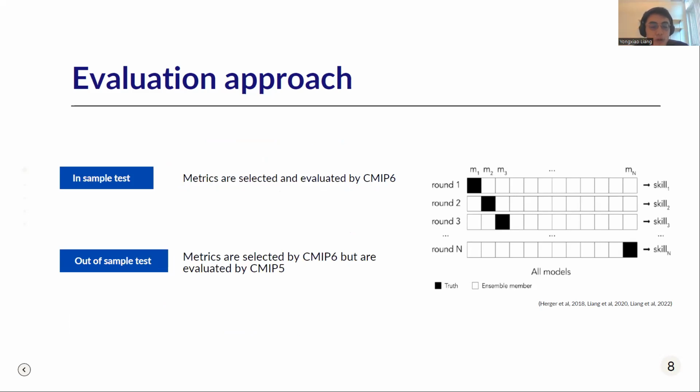Because we choose the metric from CMIP6, if we just apply this test using the CMIP6 model ensemble, that is a purely in-sample test. So in addition to this, we consider the out-of-sample test, where we choose the metric in CMIP6 but evaluate the performance by CMIP5, to see whether there's a stable performance from in-sample test to out-of-sample test. If there are some changes, that will suggest overfitting of involving some metric chosen.